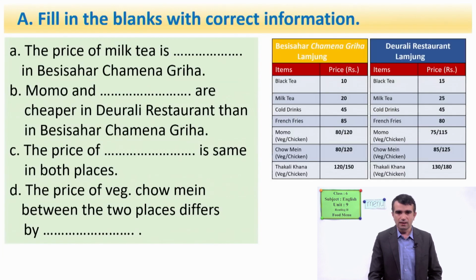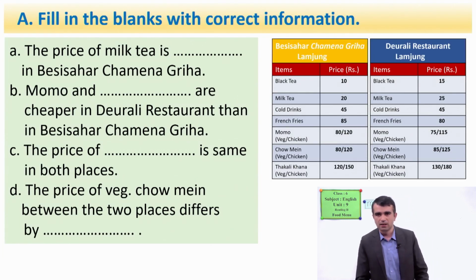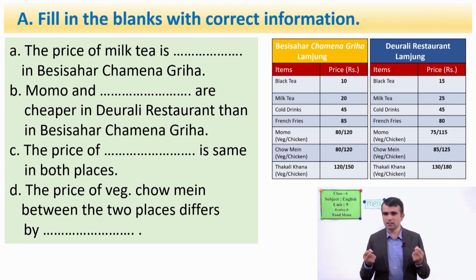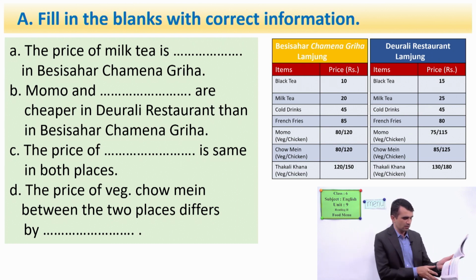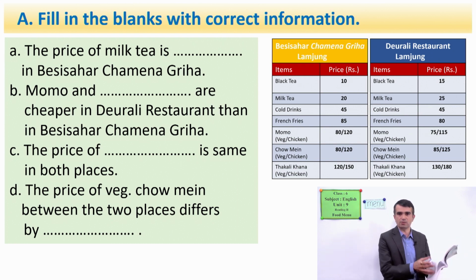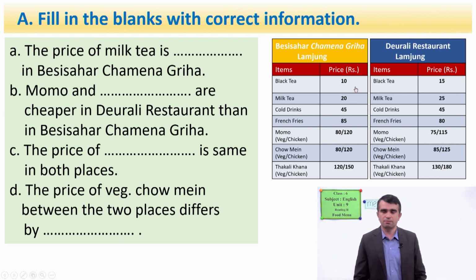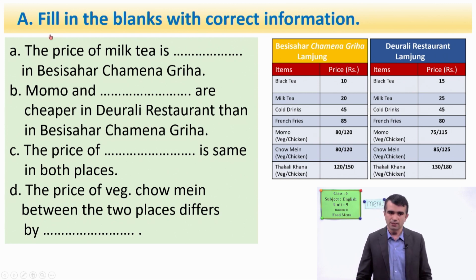Now let's go to another. There is a fill in the blanks with correct information activity given in your book, on page number 91 and 92. When you do it, you should compare prices of two restaurants and then write the answer. Now, when there is this question, the price of milk tea is, you can compare milk tea here.